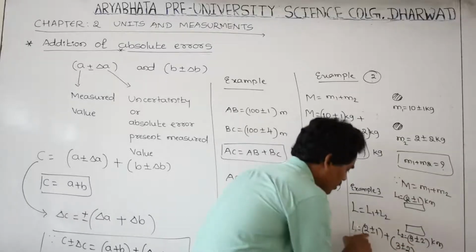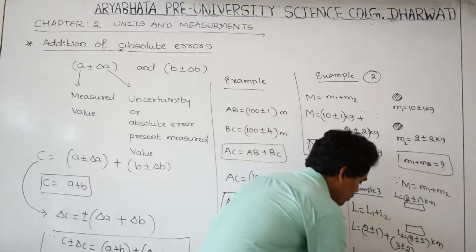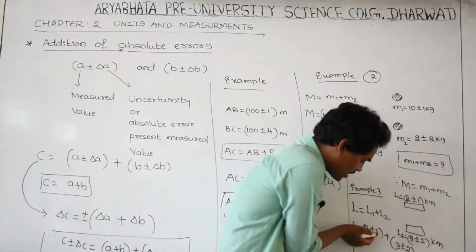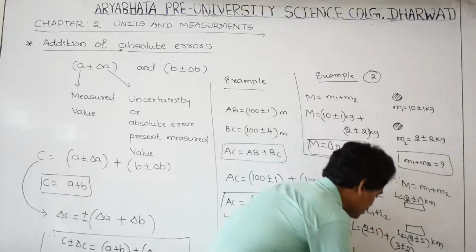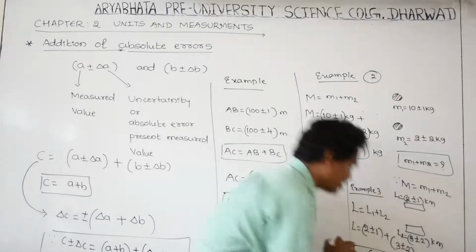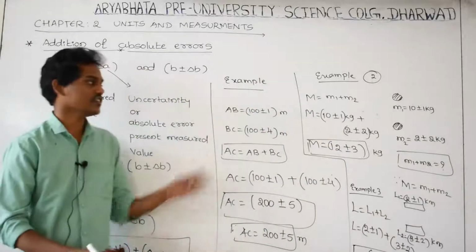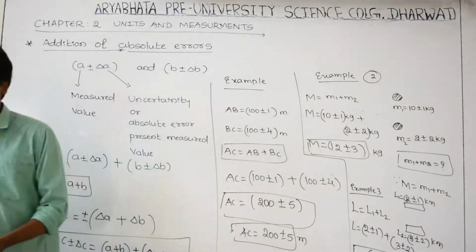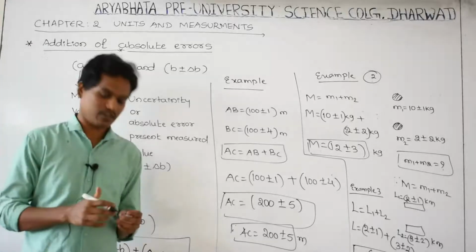And L is equal to A plus B, which means 5 plus or minus delta A. This is delta A, this is delta B. That is 3 kilometer. You might have understood how to add these measurements which are having absolute error.